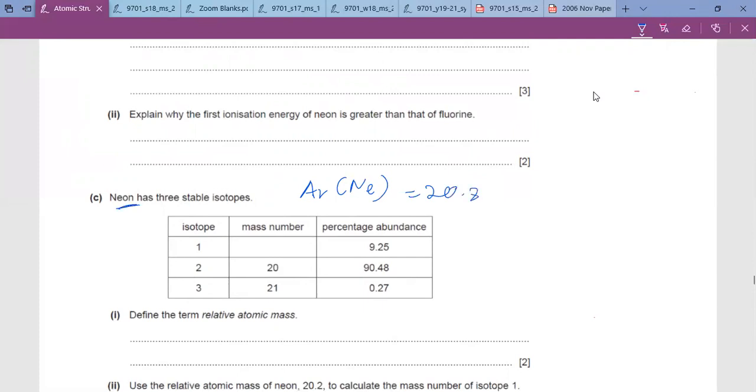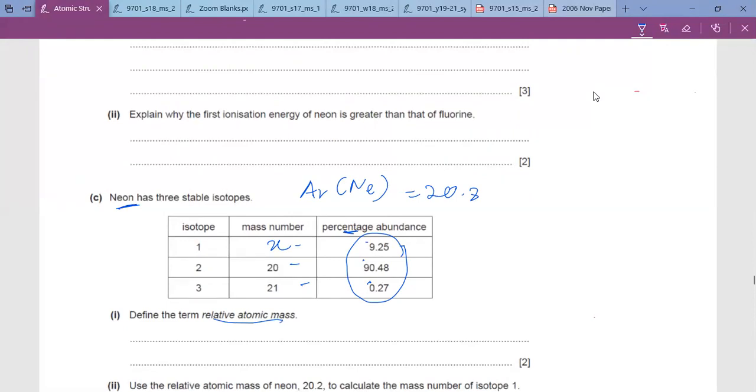So what is the mass number here? X. Percentage abundance, see? So X times this one here, plus this times this, plus this, over 100. They should give you 100, isn't it? So add up the percentages here to get the relative molecular mass.